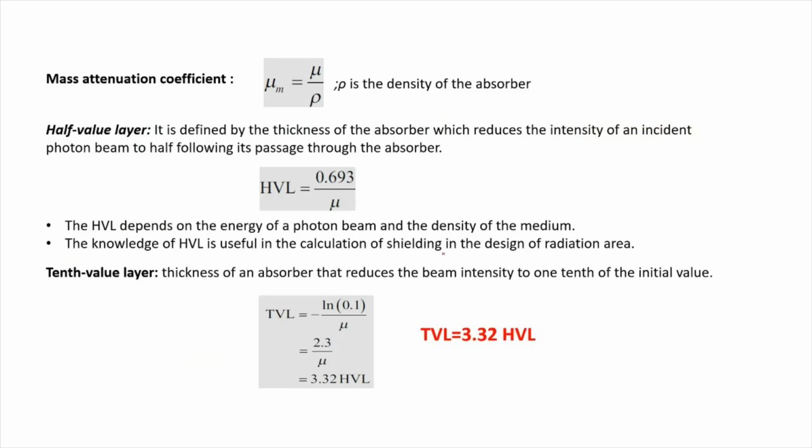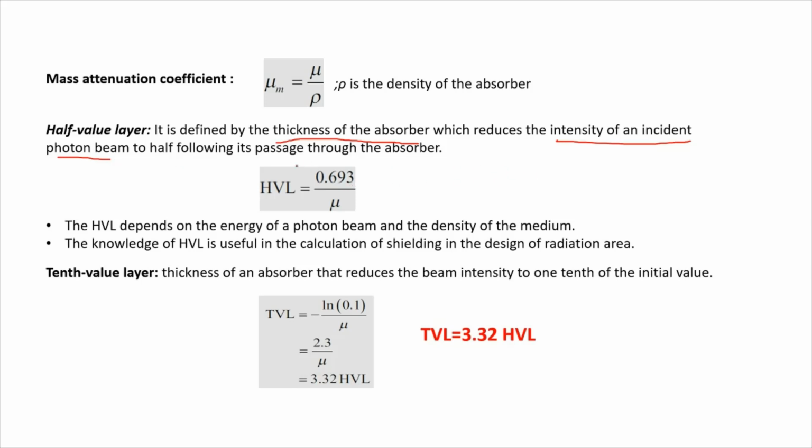The last is about some of the basic terms that we should know. That is the mass attenuation coefficient. That is attenuation per unit density of the absorber. We call it the mass attenuation coefficient. The next is about half value layer. So it's that thickness of the absorber at which the intensity of the incident photon beam is reduced by half.